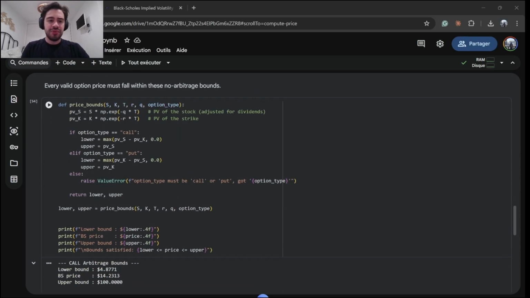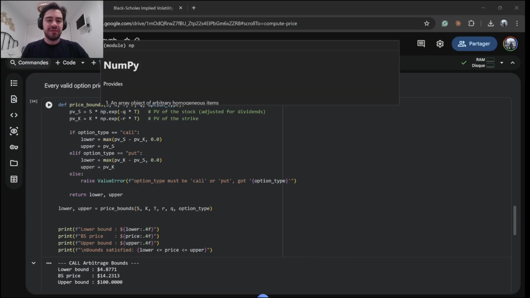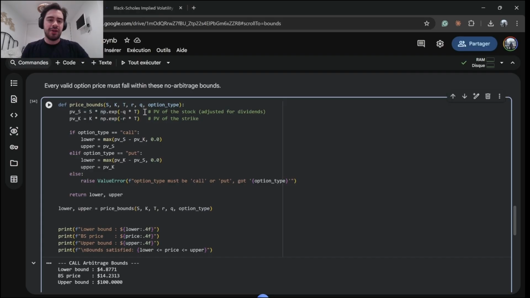The first thing we should do is calculate our boundaries. Why? Because if the market price is outside these boundaries, it won't be possible to calculate the implied volatility, because it's a violation of the Black-Scholes model. So what are those boundaries? Well, it's the intrinsic value discounted by time value.